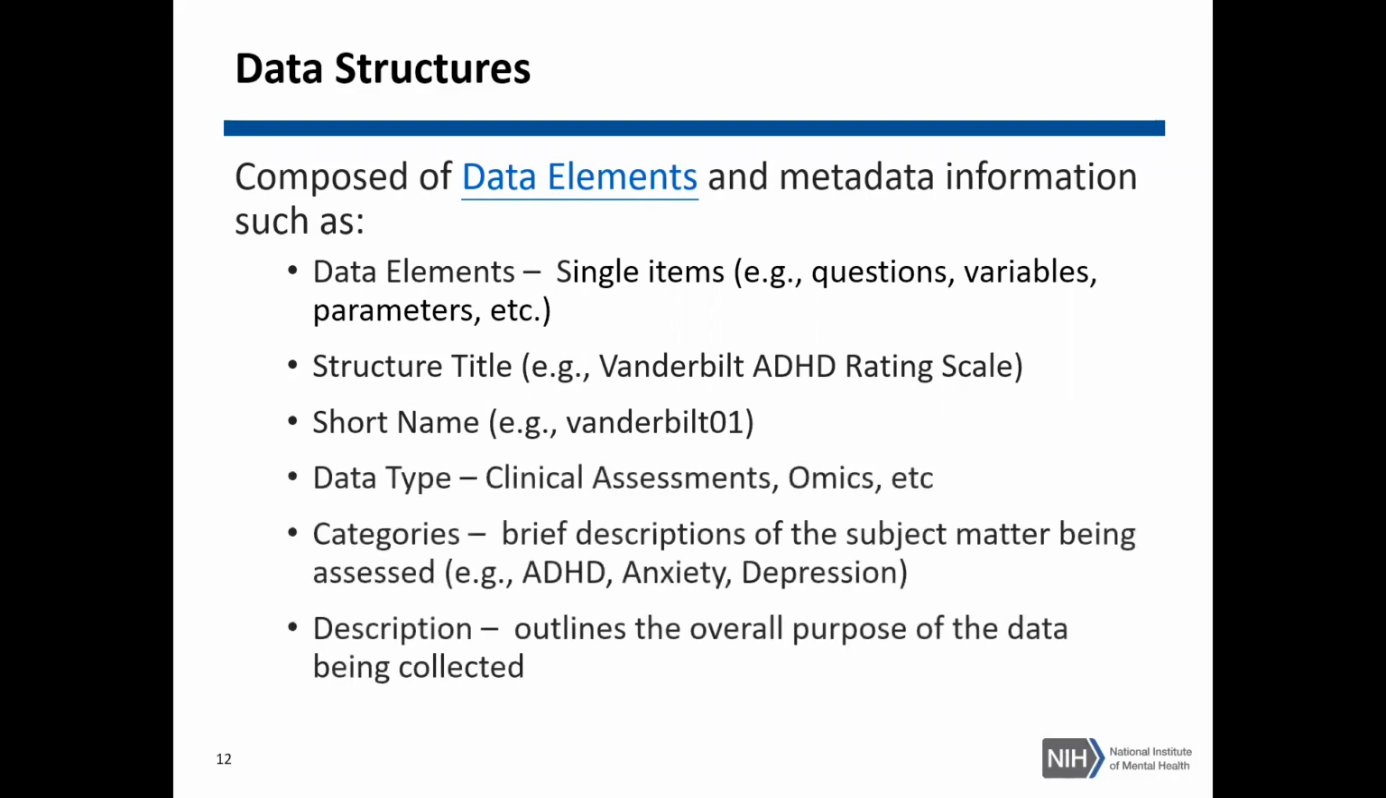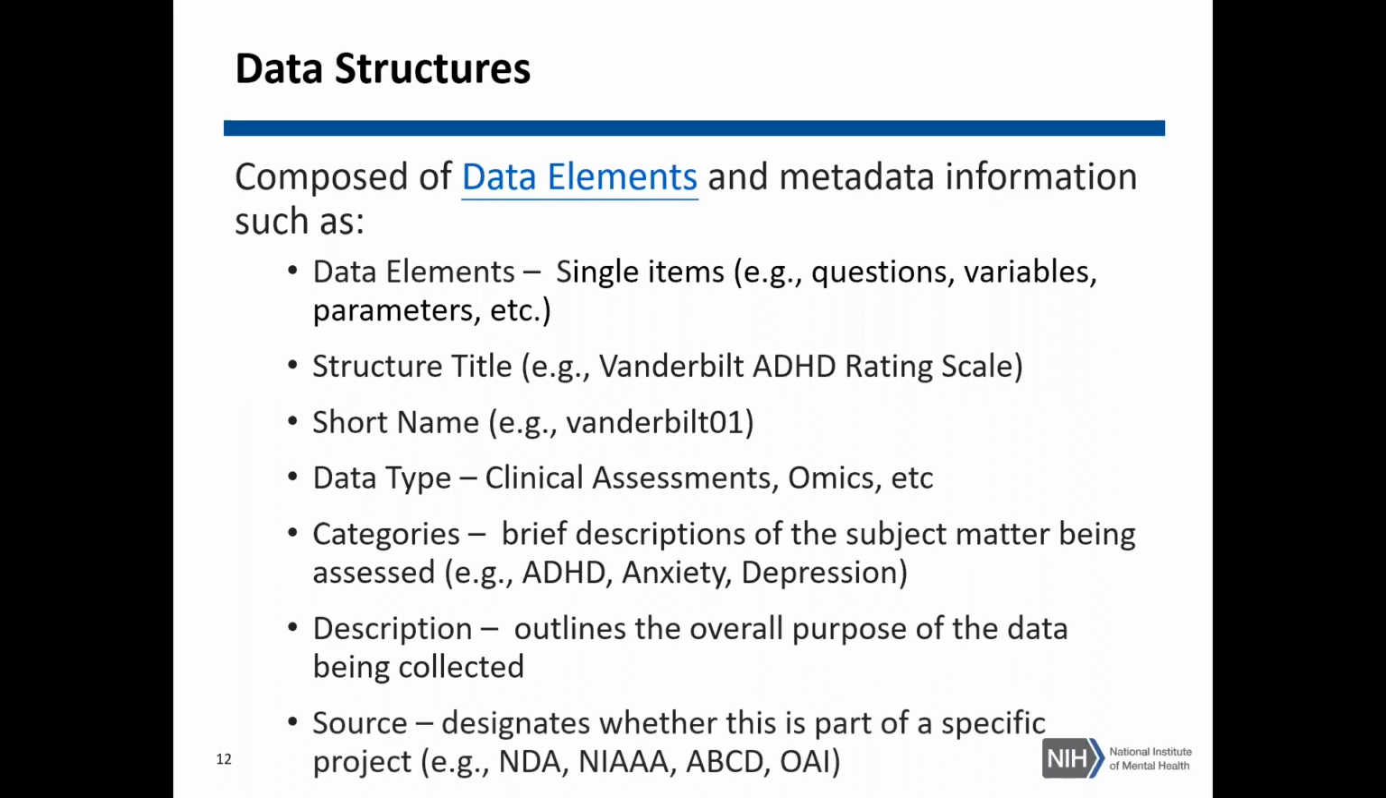A data structure will have an identified data type, identifying what types of data the data structure is expecting. You may also see 1 or 2 categories identified, which are just brief descriptions on the subjects being assessed in that data structure. And you'll also see a description just outlining the overall purpose for the data being collected in that data structure. And lastly, you'll see a source identified, which designates the specific project that data structure is for.